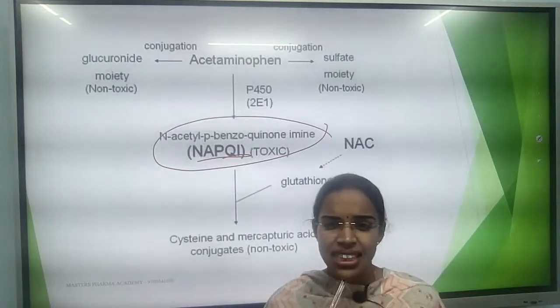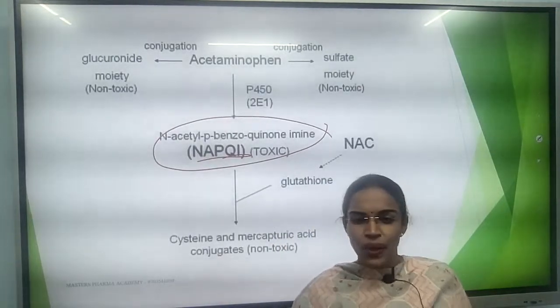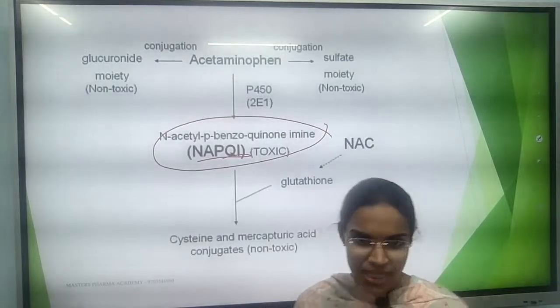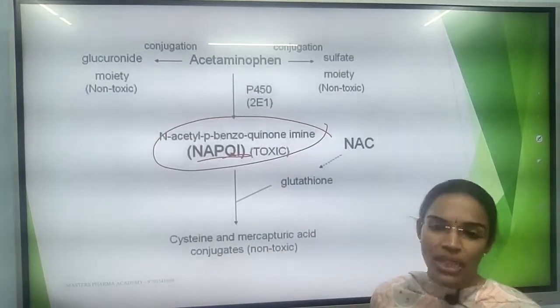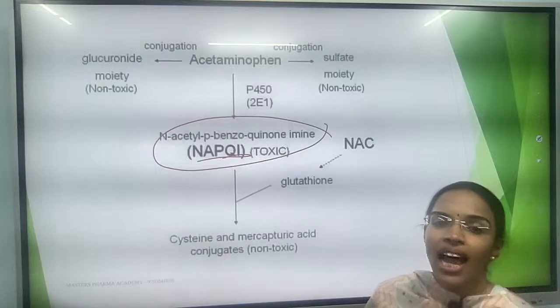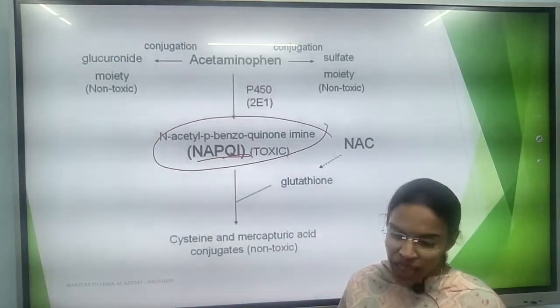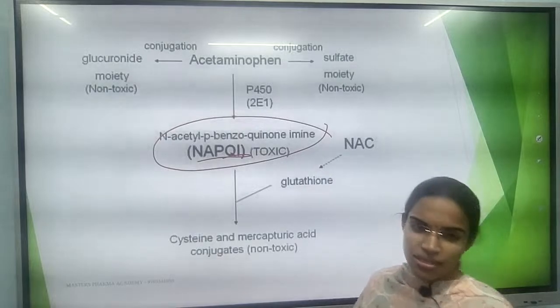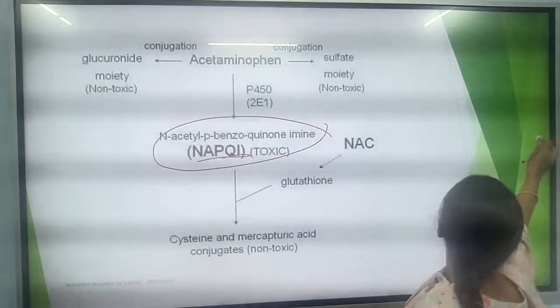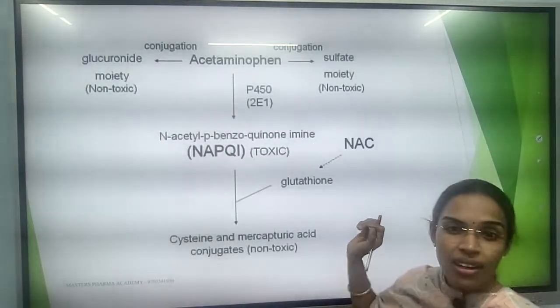What type of toxicity? Hepatotoxicity. Very good. It causes hepatotoxicity. Yes, toxicity to the liver, or hepatotoxicity, and that is nothing but NAPQI, N-acetyl-p-benzoquinone imine, causing liver damage, liver toxicity. Okay, very good. So all of you are following it so well.